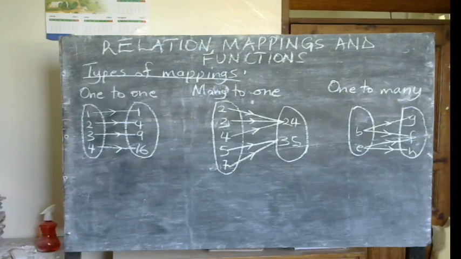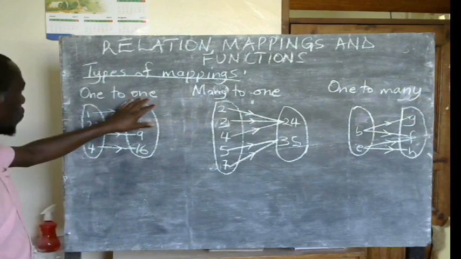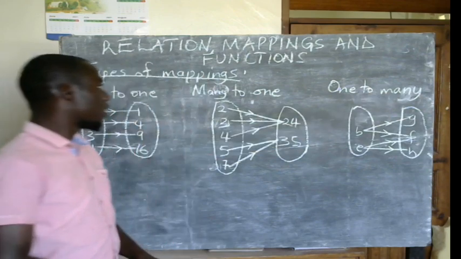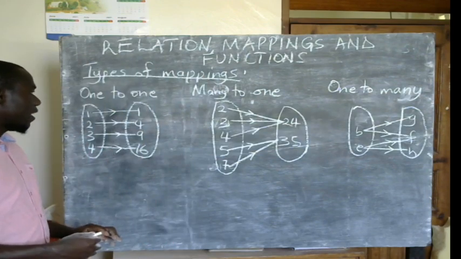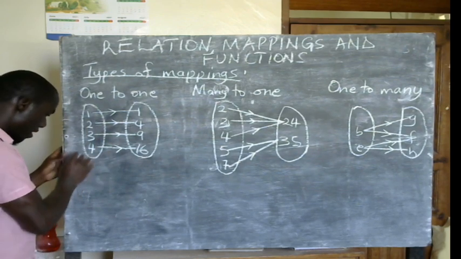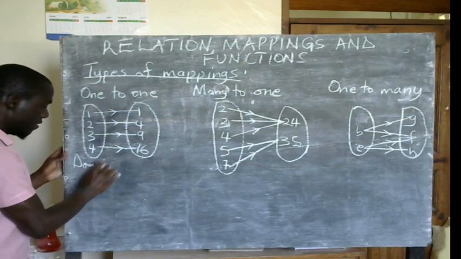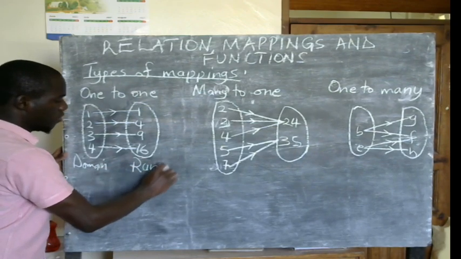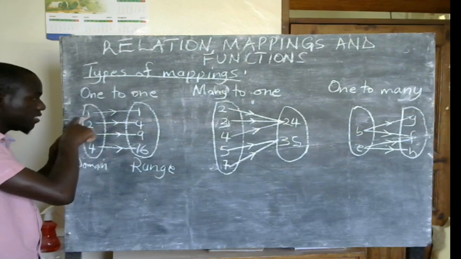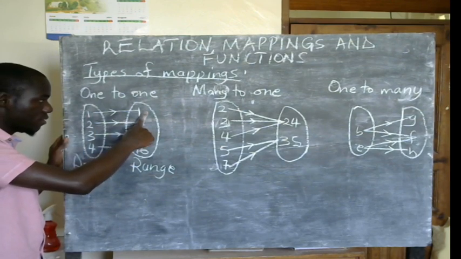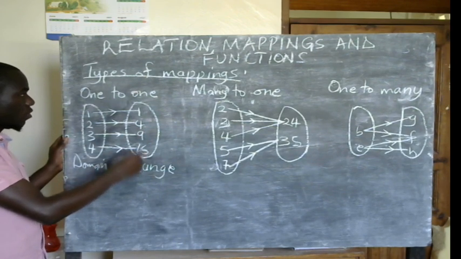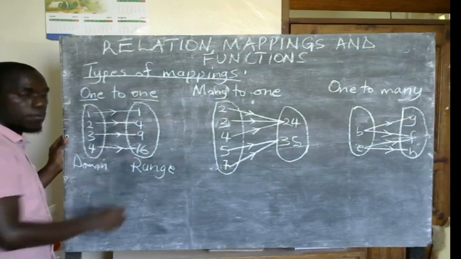So the kinds of mappings we have are one to one, many to one, and one to many. One to one is where one element in the domain, that is the first set, is being mapped onto one image on that side. One element mapping onto one image, one object mapping onto one image, all throughout. So that is why we call it one to one mapping.